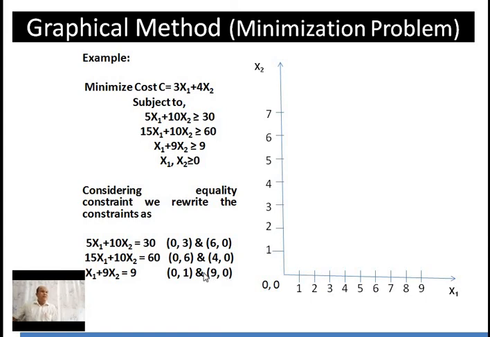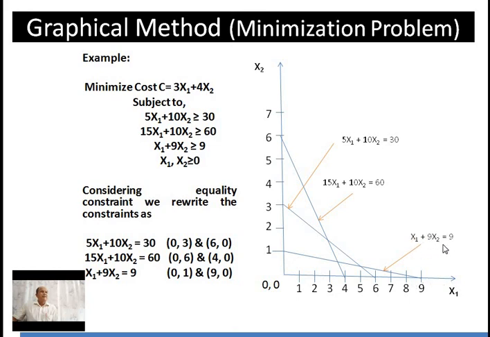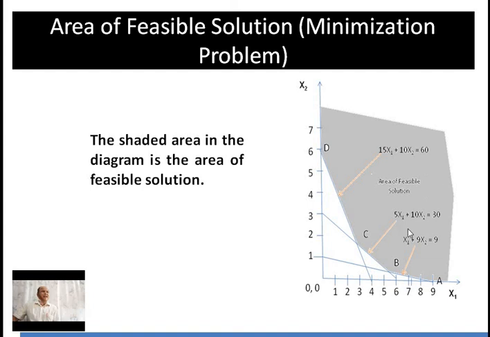Now plotting these three constraints, we get these graphs. This is the first constraint, this is the graph for the second constraint, and this is the graph for the third constraint. Now here, in the case of a minimization problem, he cannot go below these constraints, he must be above these constraints. So that is why the region above the points A, B, C, D is called the area of feasible solution for a minimization problem, which is indicated by the shaded area in the diagram.